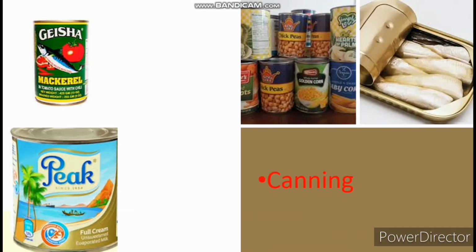Another method of food preservation is canning. Canning is the process of applying heat to food that is sealed in a jar, as you can see from our picture there, in order to destroy any microorganisms that cause food to spoil. Proper canning techniques stop this spoilage of food for a specific period of time by killing all the microorganisms. Examples of food that can be canned are tinned tomato, tin milk, sardine, and so on.